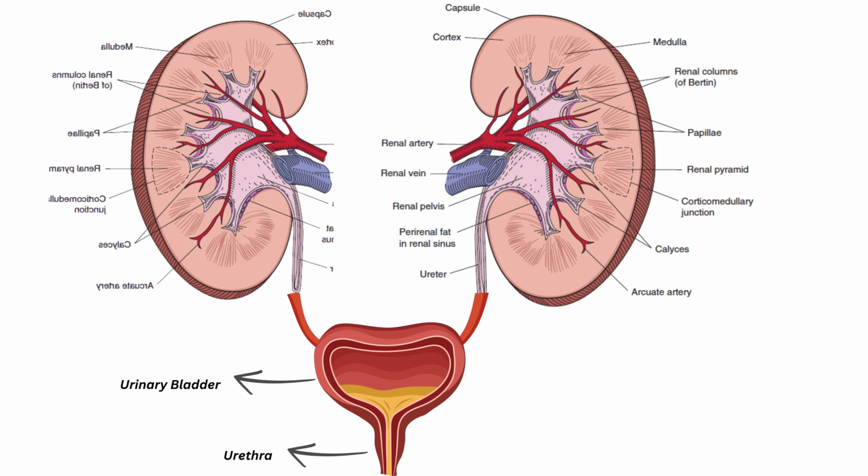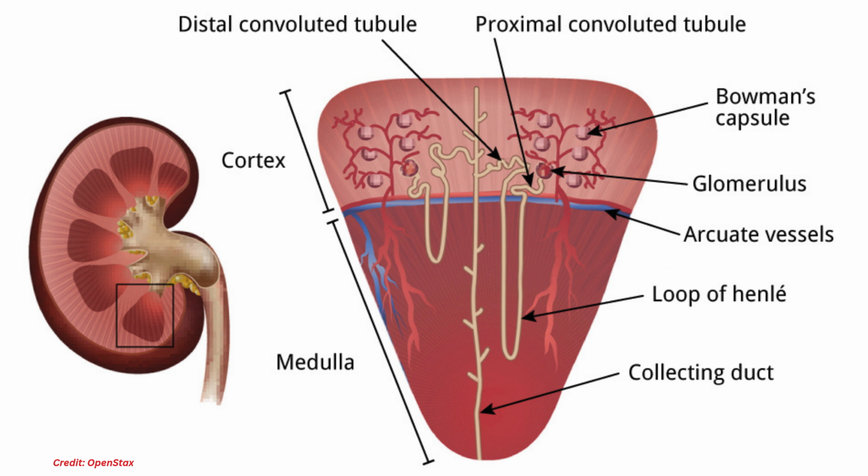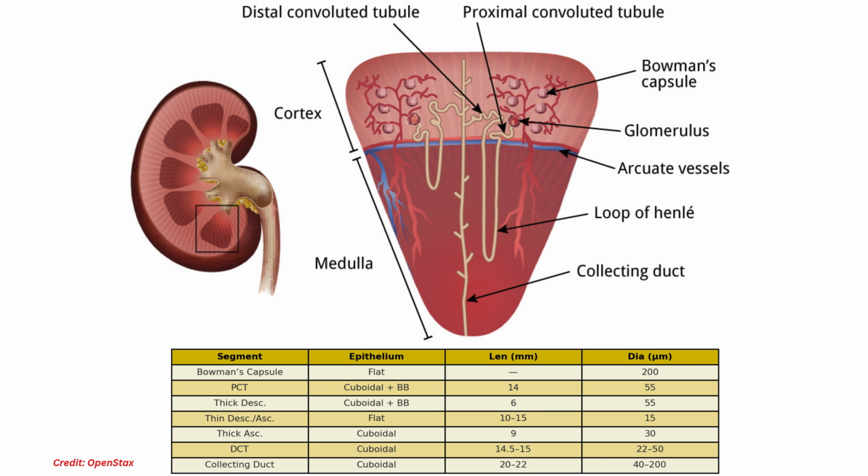And that's the journey from the Bowman's capsule to the distal convoluted tubule through the collecting ducts all the way to the urine leaving the kidney. Every structure, even cell types, is fine tuned to ensure precise fluid and electrolyte balance.